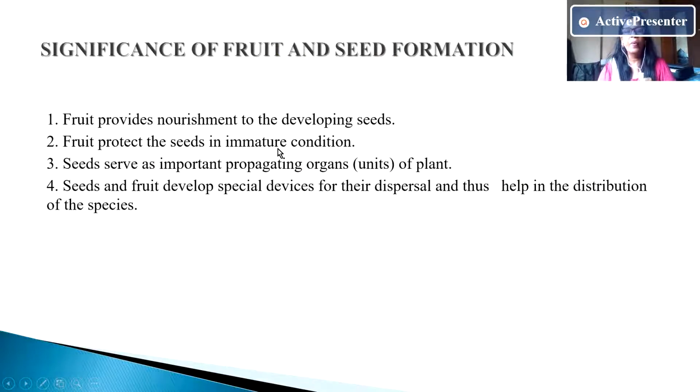Then, what is the significance of fruit and seed formation? Fruit provides nourishment to the developing seeds. Fruit protects the seed in the immature condition. Seed serves as an important propagating organ, that is, the unit of the plant. Seed and fruit develop special devices for their dispersal and thus help in the distribution of the species.